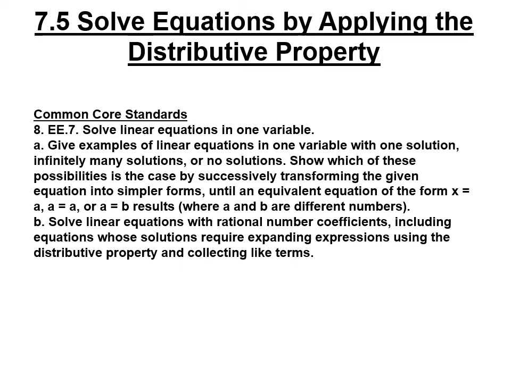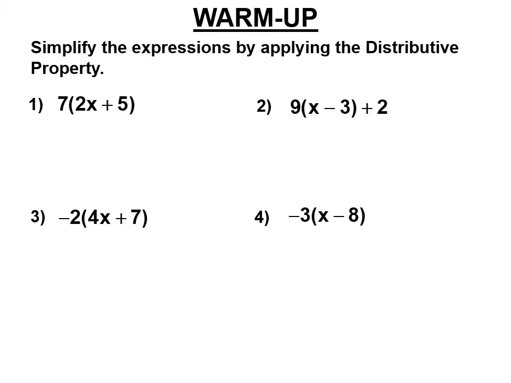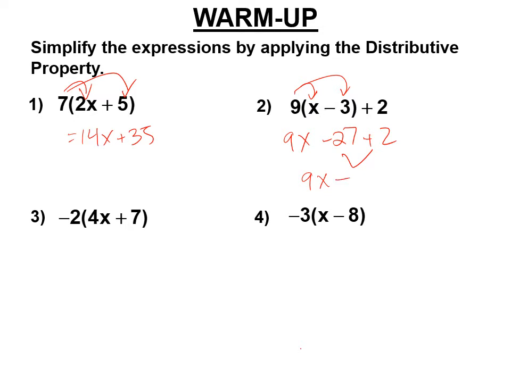Right, so now we're going to be solving equations by applying the distributive property. So let's remind ourselves about the distributive property, right? In this case, it would be 14x plus 35. Here, it would be 9x minus 27, but we'd have to add the 2 to the negative 27 and get 9x minus 25. Here, distributing a negative 2, you get negative 8x minus 14, right?